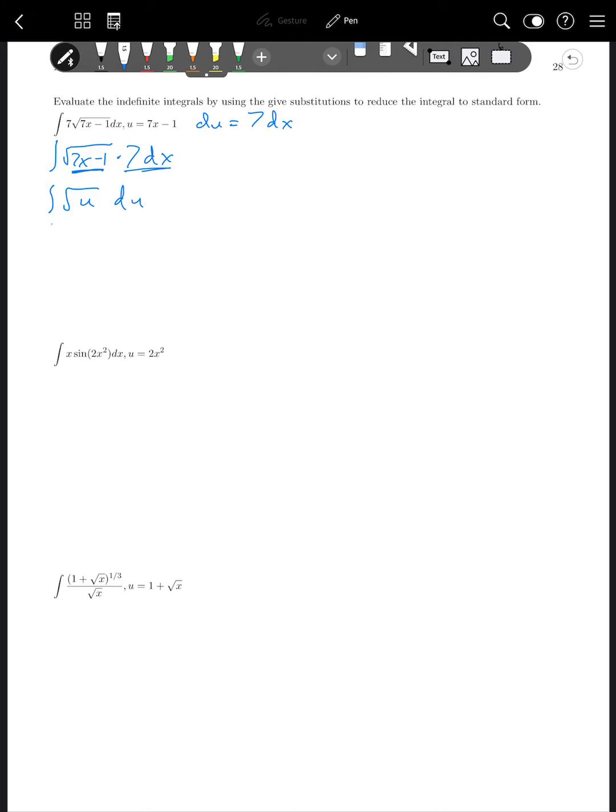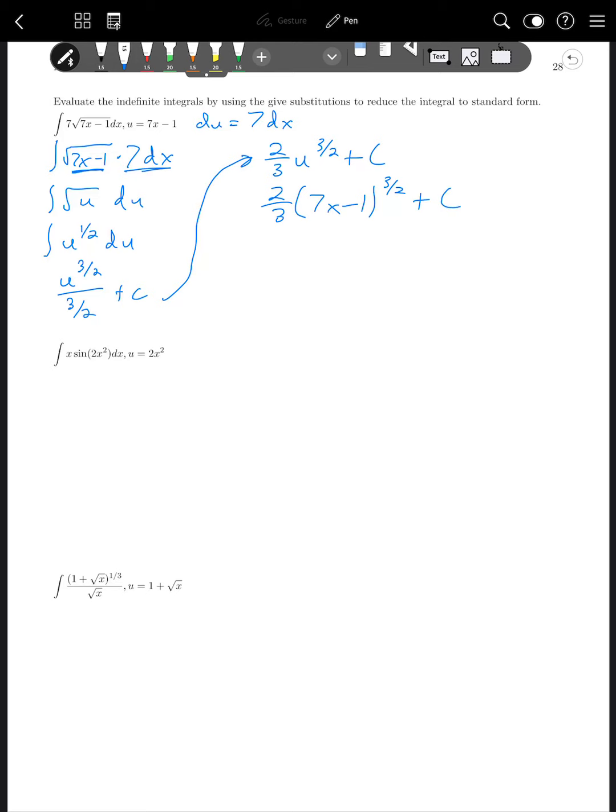And we know how to do the indefinite integral of the square root of u by rewriting it as an exponent. So the antiderivative of u to the 1/2, you just add 1 to the exponent, so that would be u to the 3/2 divided by 3/2 plus c. So that's 2/3 u to the 3/2 plus c. And then we can substitute in for u. So this would be 2/3 times 7x minus 1 to the 3/2 plus c. Okay, so that's the idea.